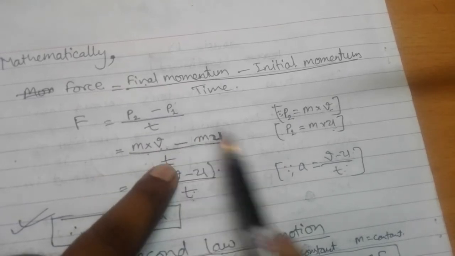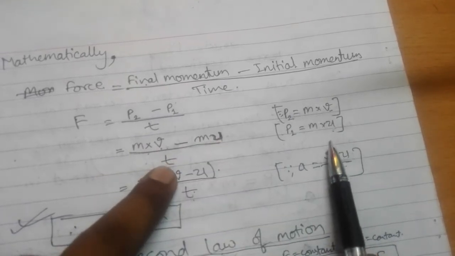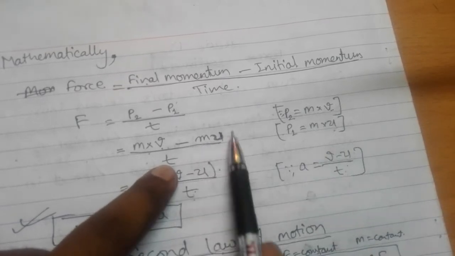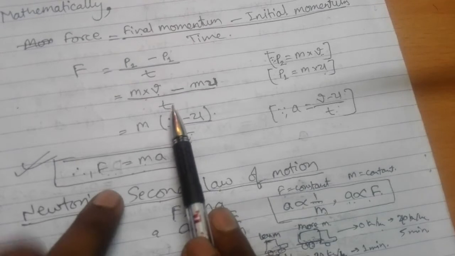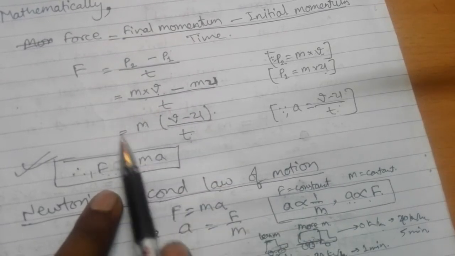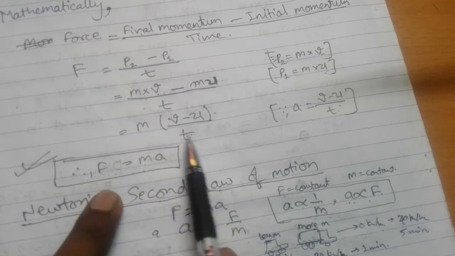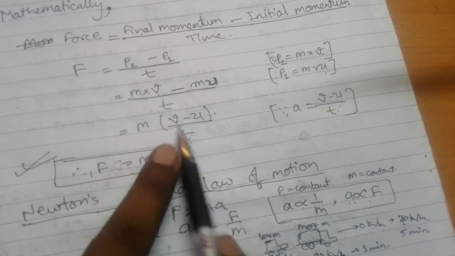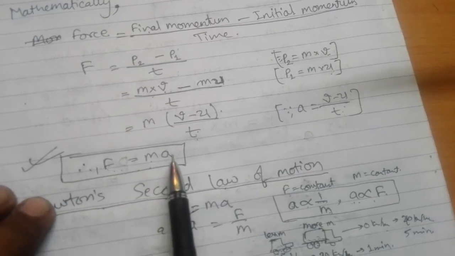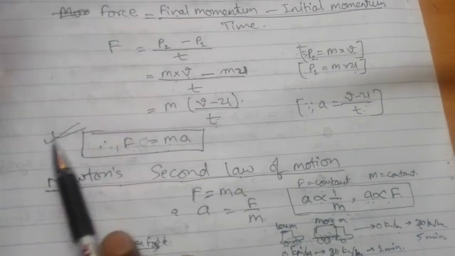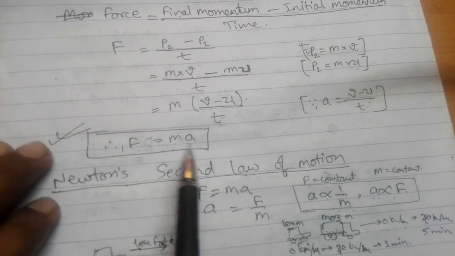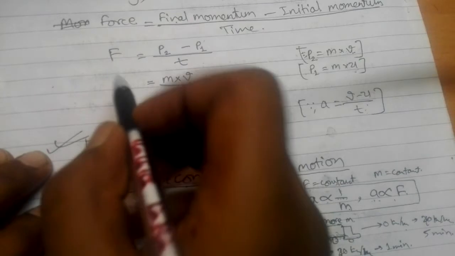And initial momentum, since its initial velocity is indicated by u, initial momentum would be m into u, that we have placed here, m into u, and t is here. And then I took m common, then I get (v minus u) by t, and (v minus u) by t is an expression for acceleration, so it becomes F equals m into a, and this is the formula we are going to use in our numerical section, or you can use this formula as well.